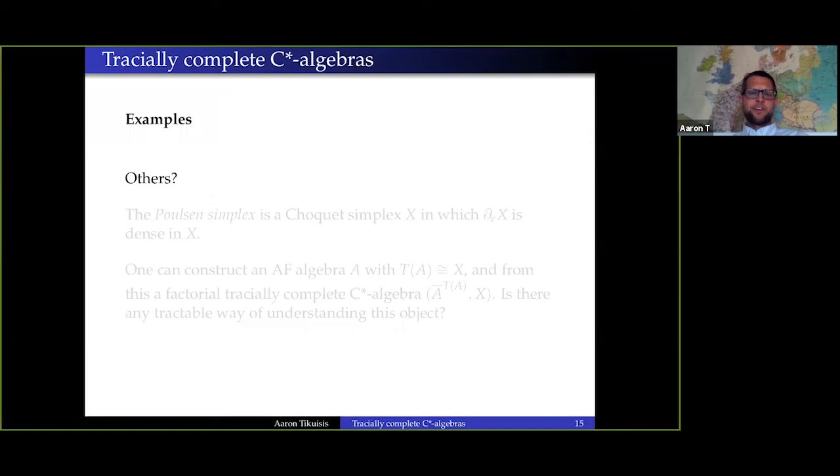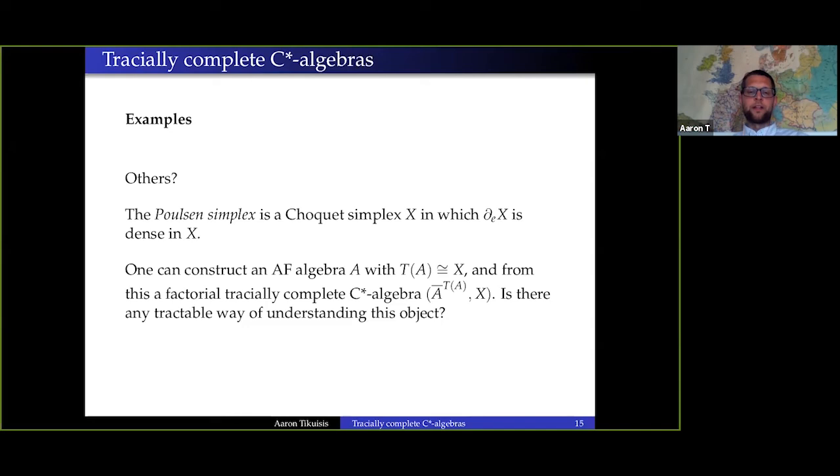Okay, other examples. Matt talked about this Poulsen simplex, this mysterious showcase simplex in which the extreme boundary is dense. We know how to construct a factorial tracially complete C-star algebra that has this Poulsen simplex as the set X. One way to do that is to construct an AF algebra whose trace space is X and then take its tracial completion. But this object, it seems, is fundamentally much harder to understand or write down in a nice way than the toy example or these W-star bundles. So is there a nicer way of viewing this object? That's a very vague question, but an interesting one, I think.